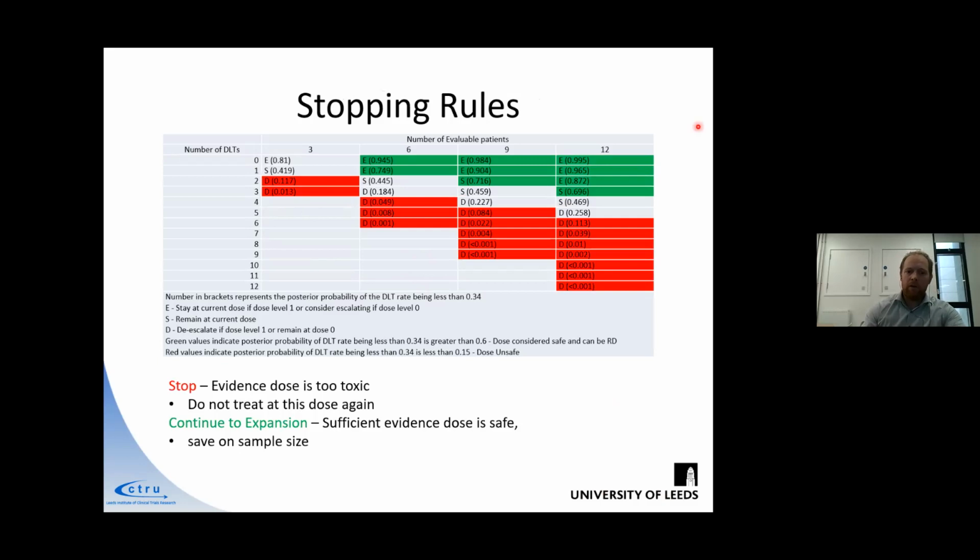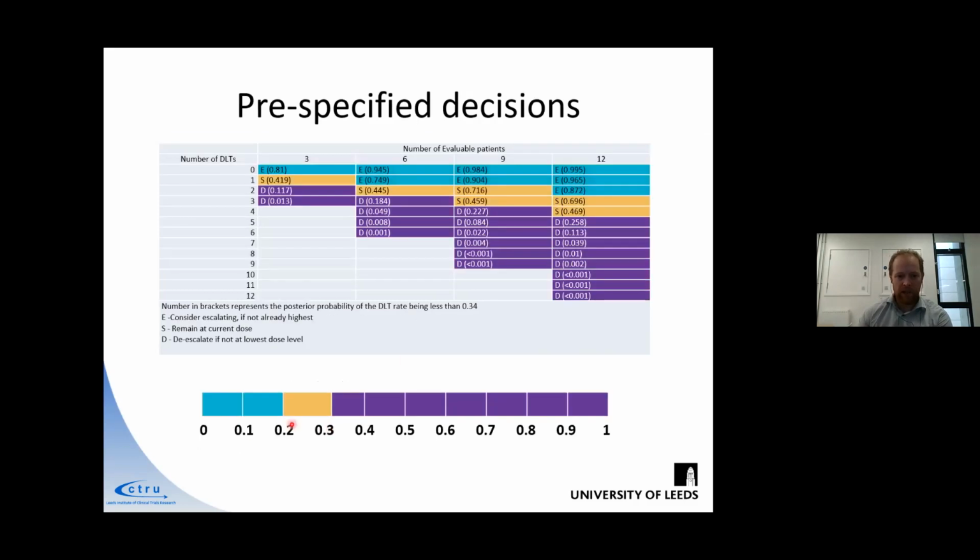Then, thinking about stopping rules, there are two basic stopping rules. One would be for patient benefit. If we see that a dose is too toxic, we obviously don't want to treat at that dose again. So the red criteria here from the stopping rule will be: don't treat at this dose again. This is based on this slide here. We've stipulated that the region between 0.2 and 0.34 is about correct dosing. So we've made our decision as to whether the dose is safe or not, as to whether it's below this threshold or above in the purple region.